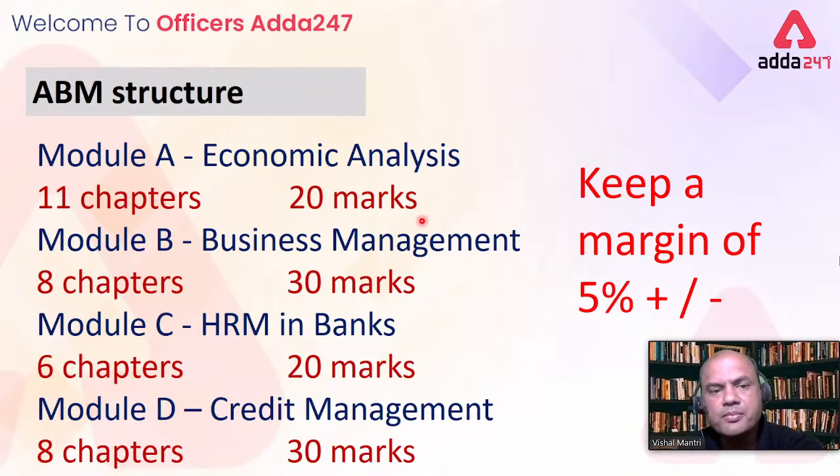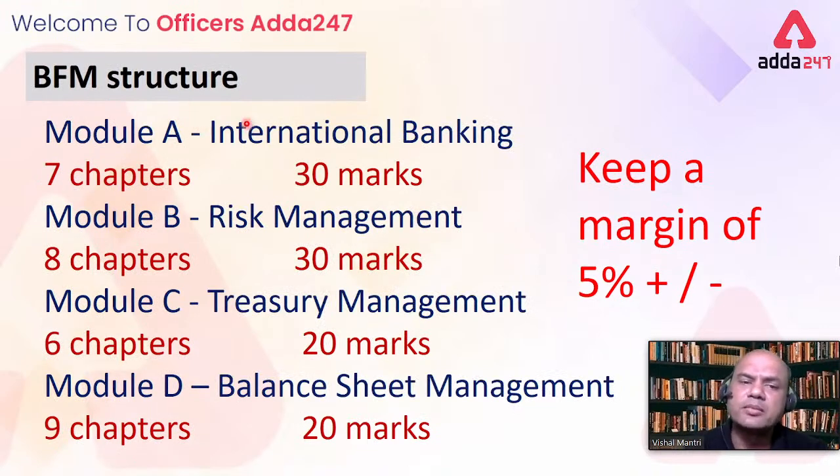Okay. In BFM, what do we get? Same logic. Module A, B, C, D. A, international banking. B is for risk management. C is for treasury management. And D is balance sheet management.